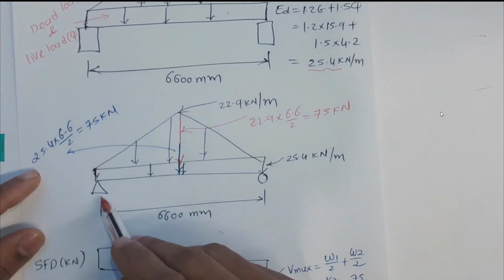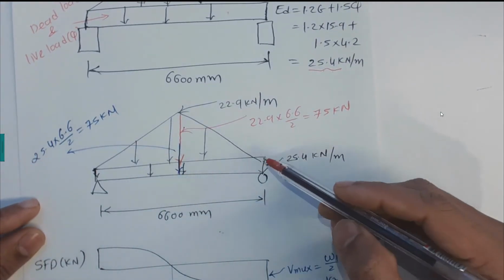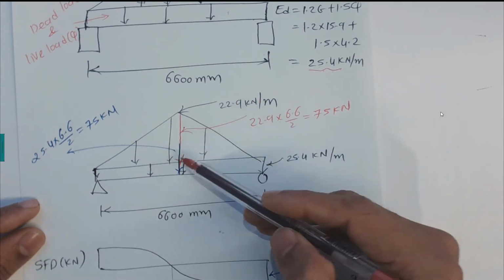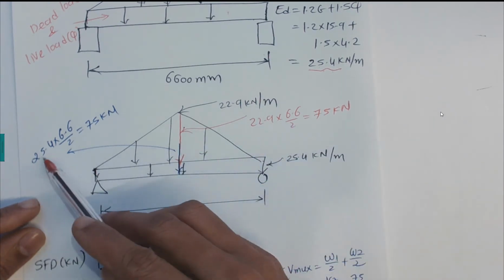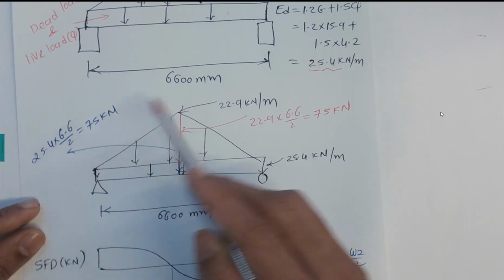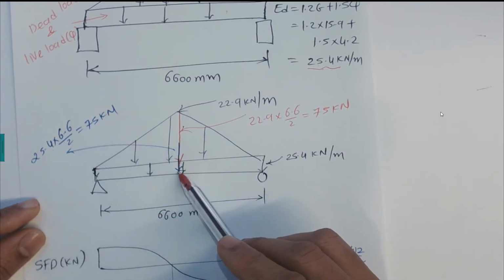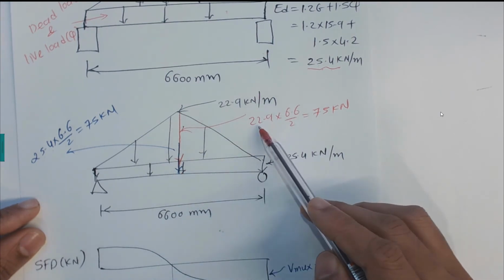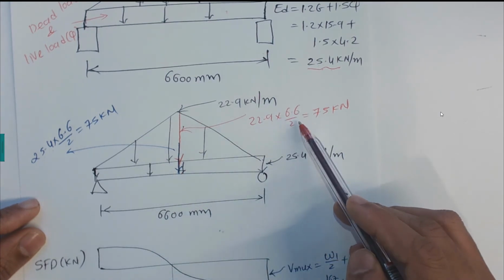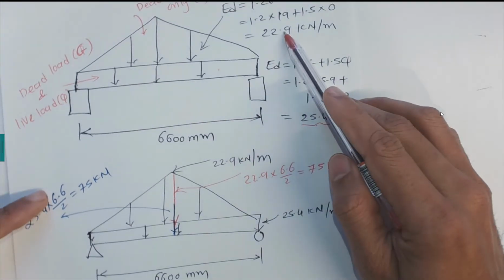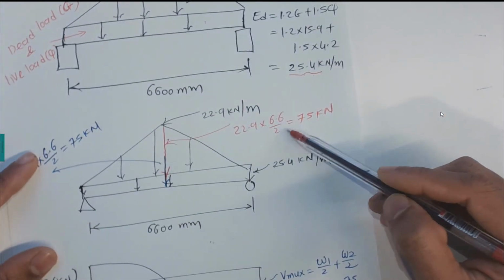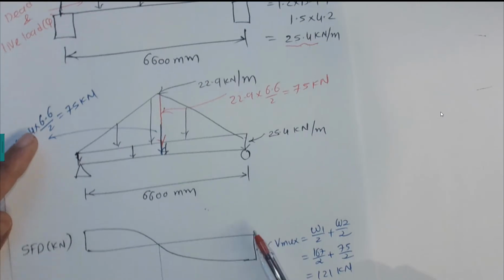Now the uniformly distributed load needs to be converted into a concentrated load. So the UDL converted into a concentrated load is 25.4 times 6.6 divided by 2, which is 75 kilonewton concentrated load, and 22.9, which is coming from here, times 6.6 divided by 2, that is 75 kilonewtons.